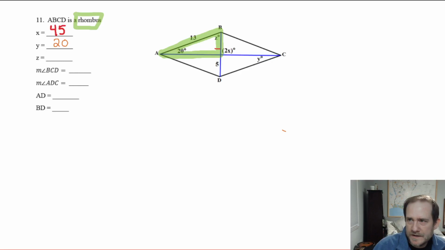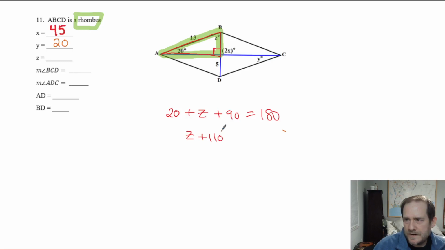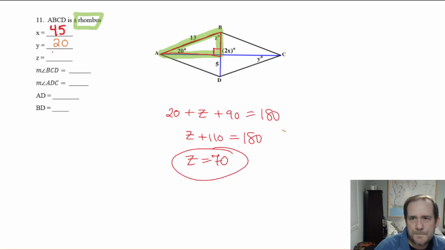Because don't forget, these diagonals are perpendicular, aren't they? So you've got the 20, they gave you that. You've got the 90 because we're perpendicular. And don't all three angles of a triangle have to add up to 180? So you know that the 20 plus the z plus the 90 has to give you 180, which means that z plus 110 has to give you 180. And that means that z is 180 minus 110, which is 70.